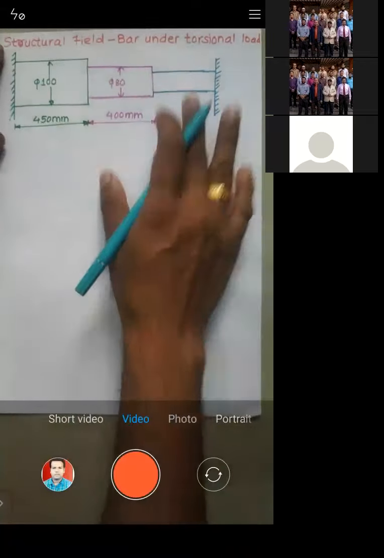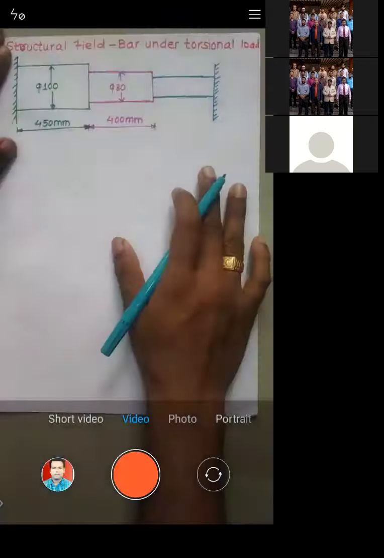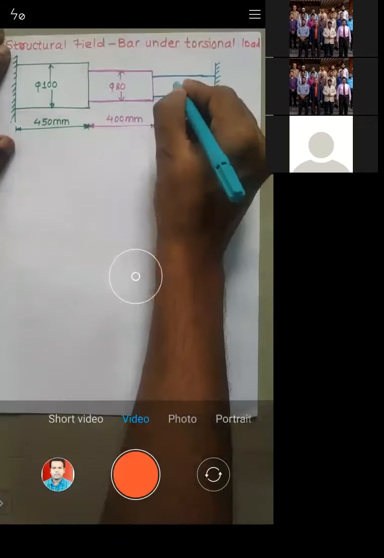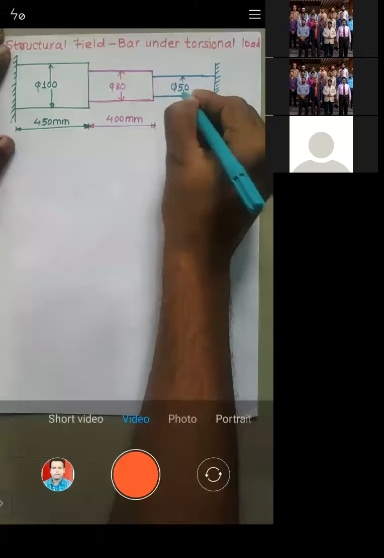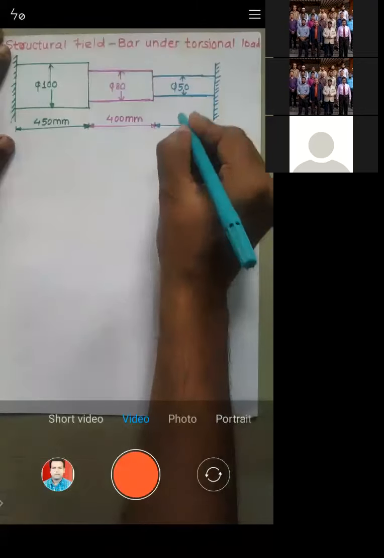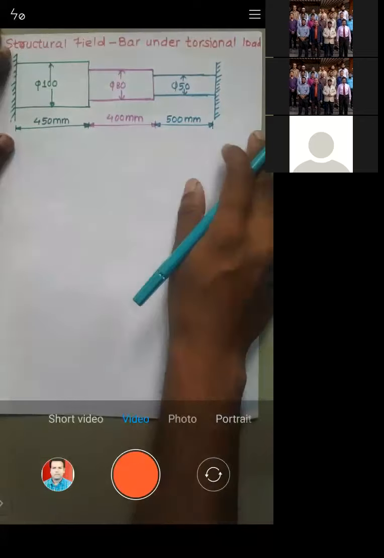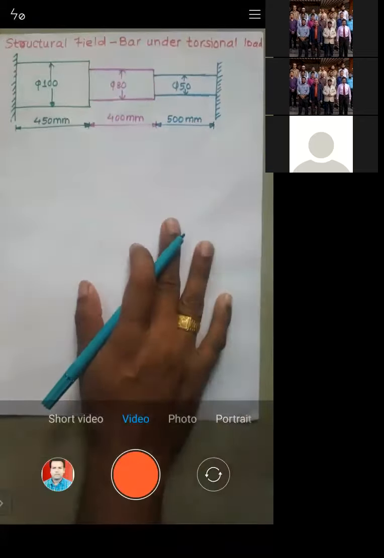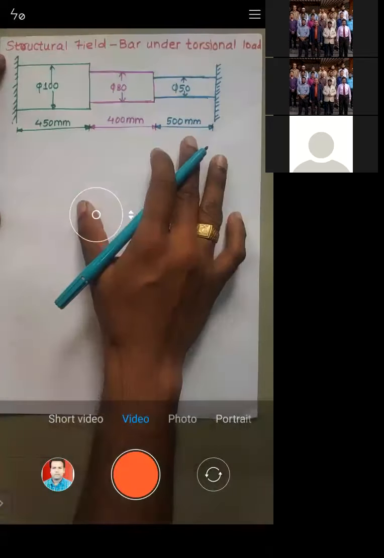If you talk about this bar, it has a diameter of phi is equal to 50, and it has a length of 500 mm. So this is basically the diagram which is given.